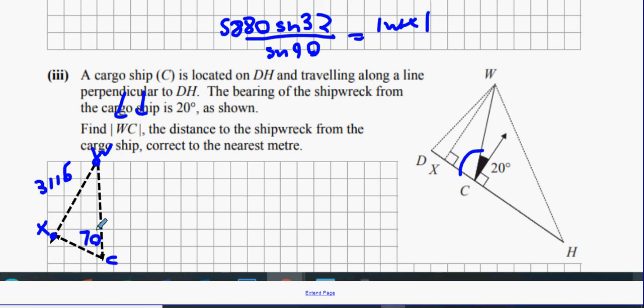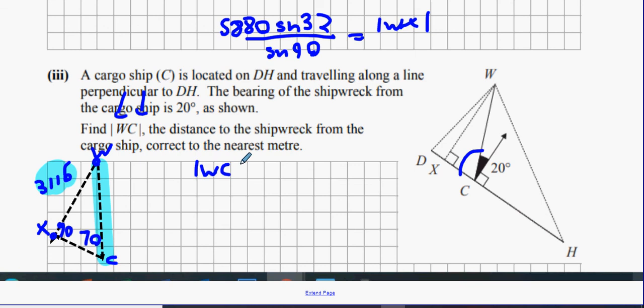Right. Now, what we want to do is find the hypotenuse, and we're going to use the opposite. You can use the sine rule or the cosine rule. Which one do you want me to use? We'll use the sine rule. Okay. Everybody still happy? That's 90.